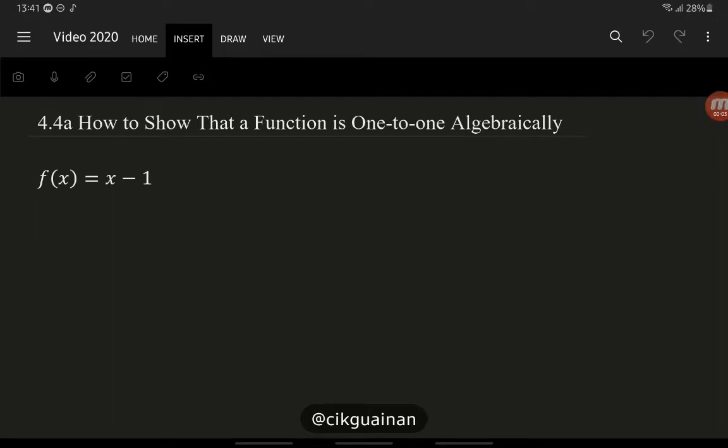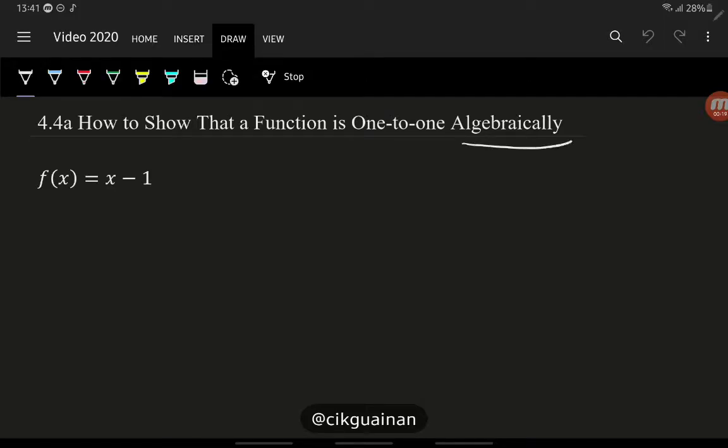In this video, I would like to share with you how to show that a function is one-to-one algebraically. We need to find out whether a function is one-to-one because we want to know whether the function has an inverse or not. But in order to do it algebraically, what should we do?